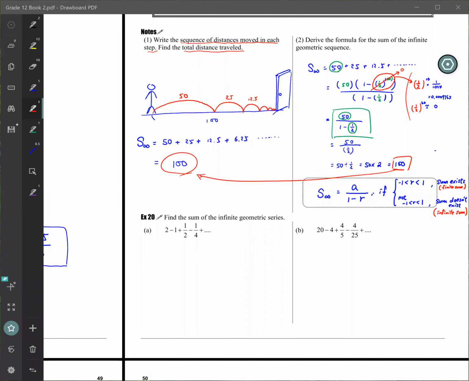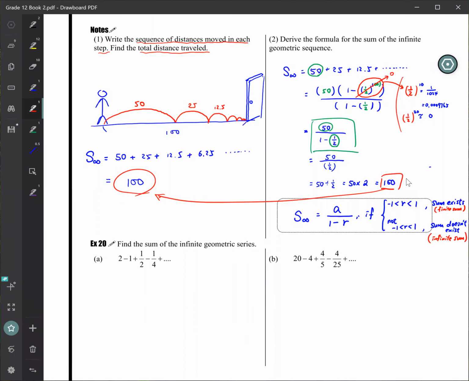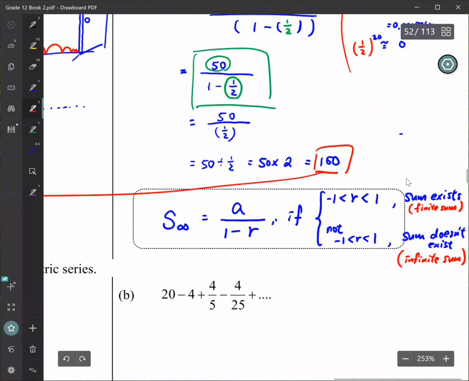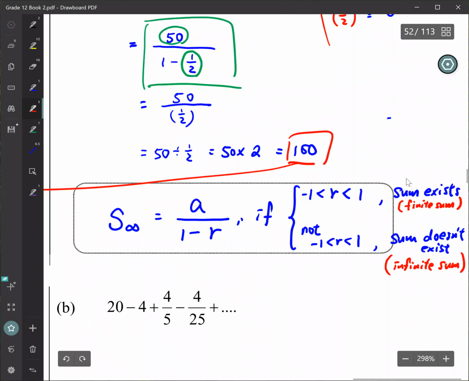Right? Before the break, we went over how we got a formula for infinite. Something very important is that sometimes the formula can give you the right answer, sometimes it doesn't. So you need to check the ratio before you plug anything into the formula. You need to make sure the question you're given has a ratio between -1 and 1. Otherwise, even if you put it in, you still get a number out, but that number won't make sense.